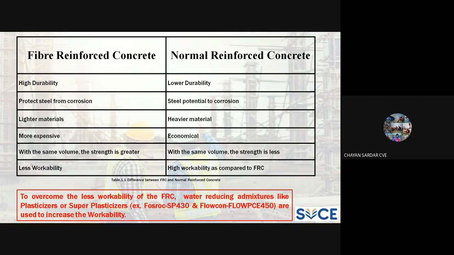And to overcome this less workability of fiber reinforced concrete, we are adding some superplasticizer or plasticizer. For example, Fosrock SP430 and Flow PC450. This chemical we used for my project, and this one is used for some industrial constructions. Flow PC450.